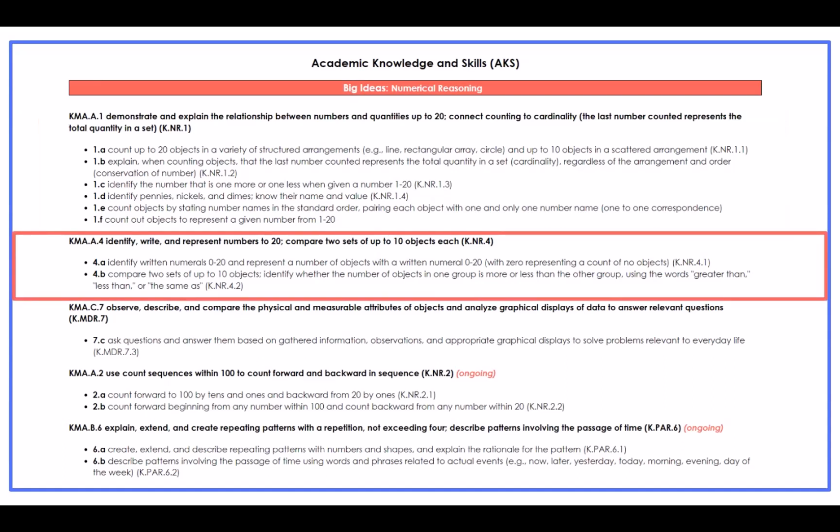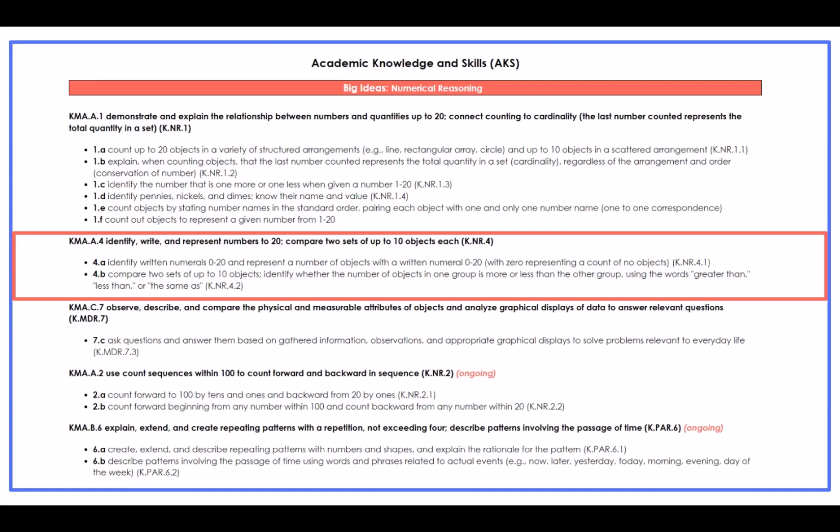IOA 4.A is taught simultaneously with AKS 1. As students engage in multiple opportunities to count various objects, students identify written numerals to represent a given set of objects 0 to 20. Writing numbers from 0 to 20 is a rote process. Initially, students mimic the actual formation of the written numerals while also assigning it a name. Over time, children will create the understanding that number symbols signify the meaning of counting.